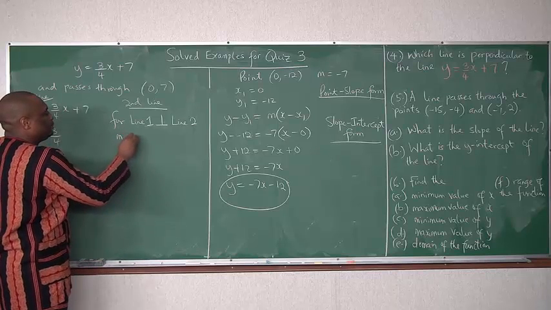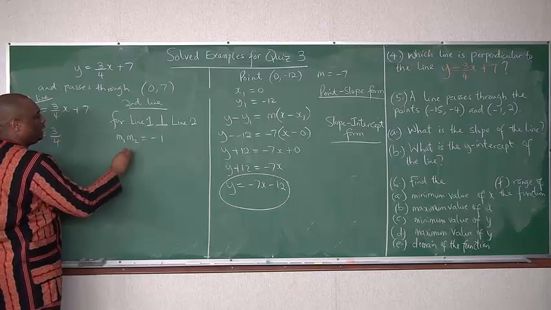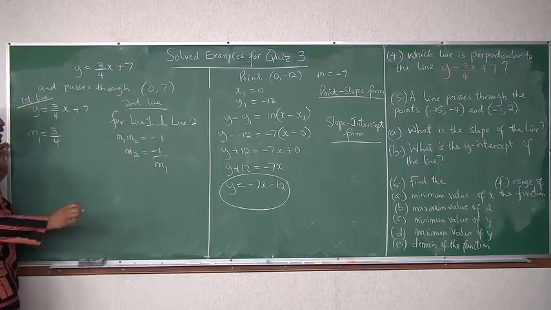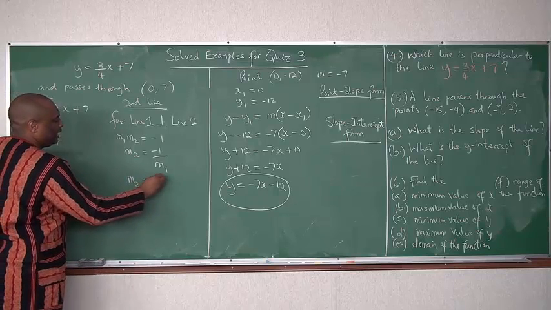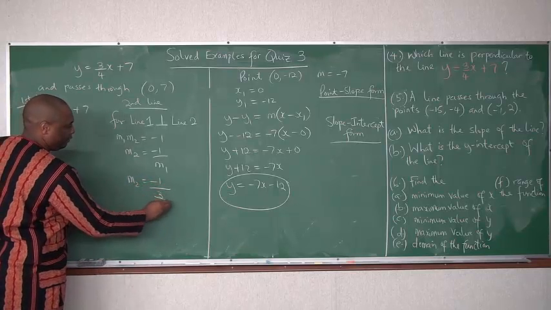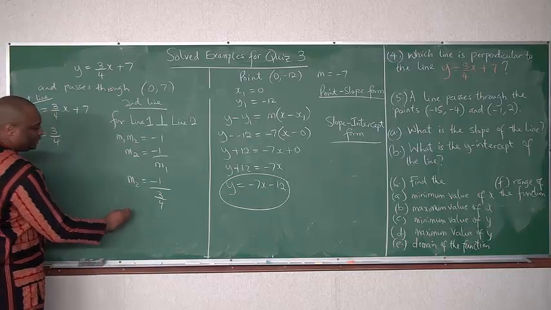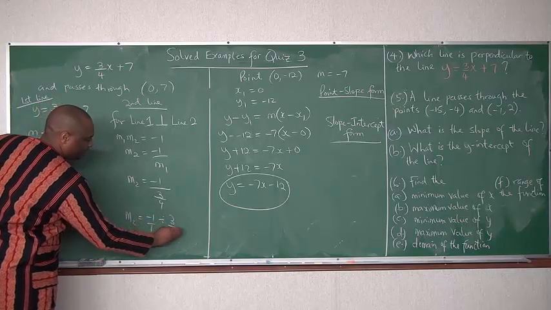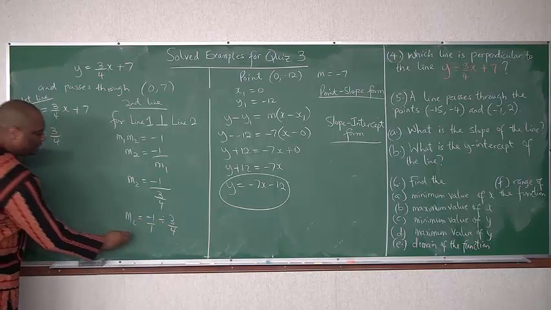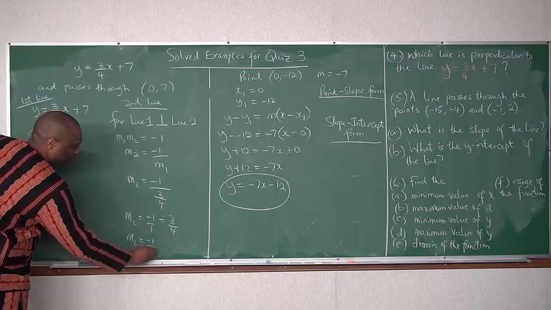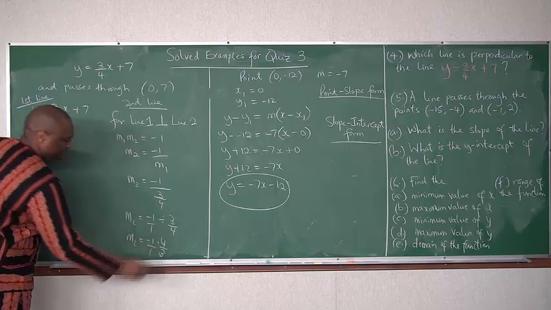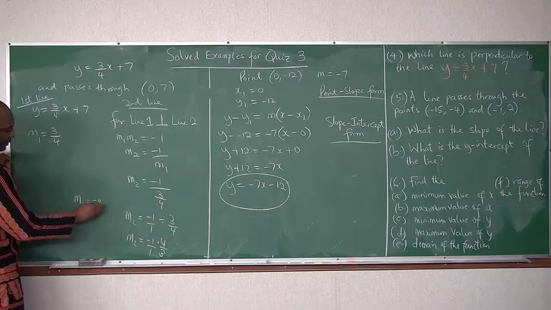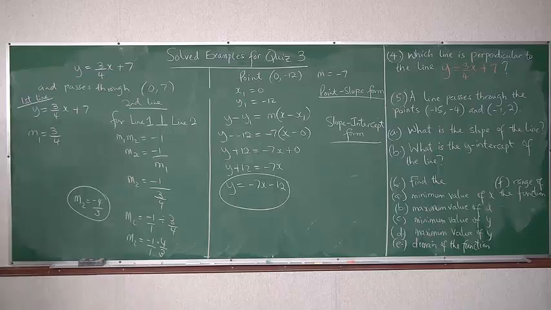M1 times M2 will be negative 1. We can also say that M2 will be negative 1 over M1. Now that means that M2 will be negative 1 over 3 over 4. That tells you that M2 will be negative 1 over 1 divided by 3 over 4, which is negative 1 over 1 times 4 over 3. That means that M2 will be negative 4 over 3.